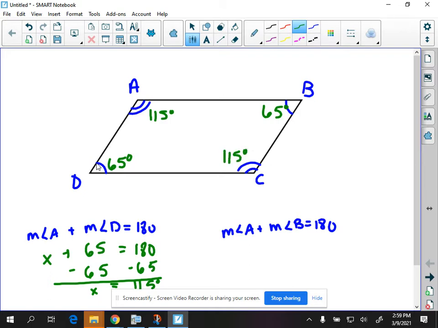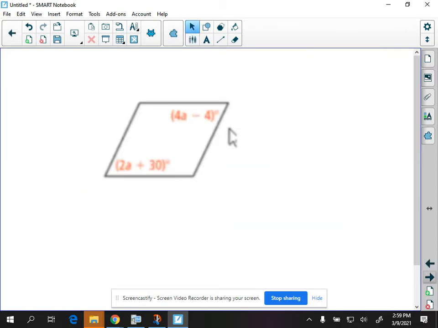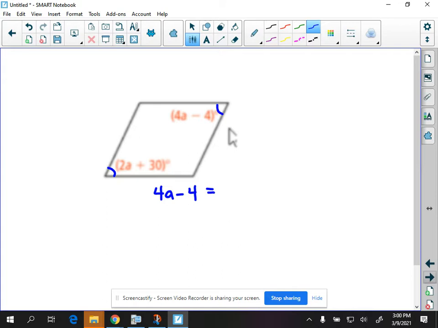So I can use these same properties even if I have questions that involve some algebra instead of involving just numbers. So in a question like this, I see that I've got the opposite angles of my parallelogram, and I know that this angle and this angle have to be congruent to each other. So what I'm going to do is set up an equation in order to solve to figure out what that missing angle is. So I see that this angle up here is 4A minus 4, and this angle down here is 2A plus 30. So those two have to be equal to each other because that's what it means if two angles are congruent.